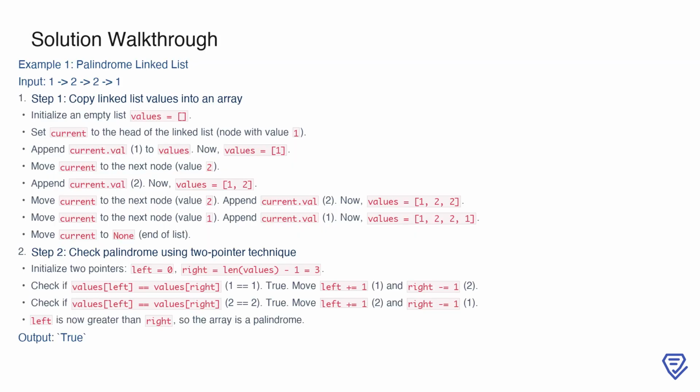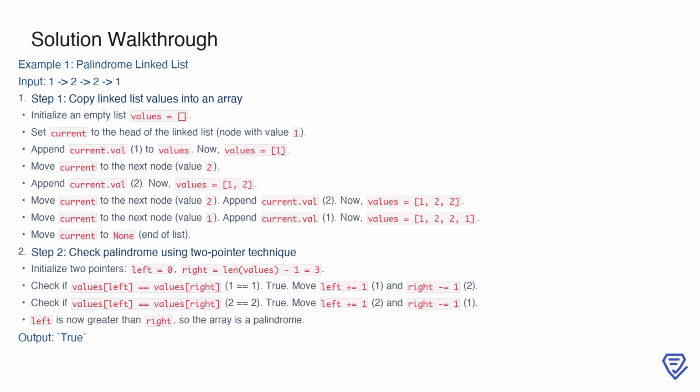To determine if a linked list represents a palindrome, we begin by copying its values into an array. Starting with an empty list, we initialize values as an empty array and set current to the head of the linked list. As we traverse the list, we append each node's value to values.